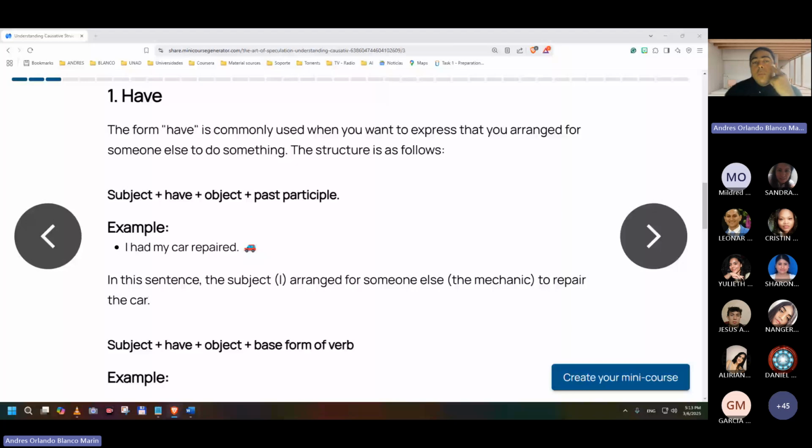The form have is commonly used when you want to express that you arrange for someone else to do something. And this is the structure. There will be a subject in your sentence. A conjugation of the verb have could be present, past, future. Then the object and the past participle. I had my car repaired. Who is the subject?